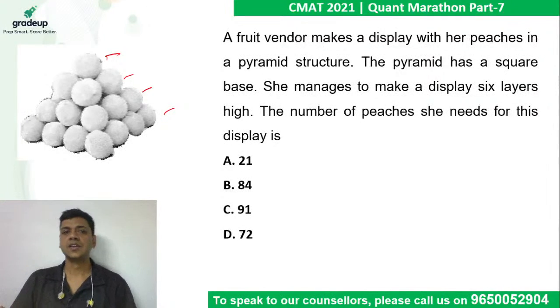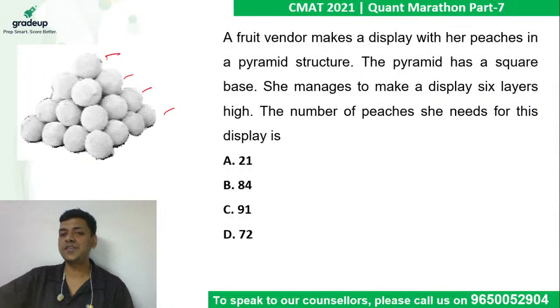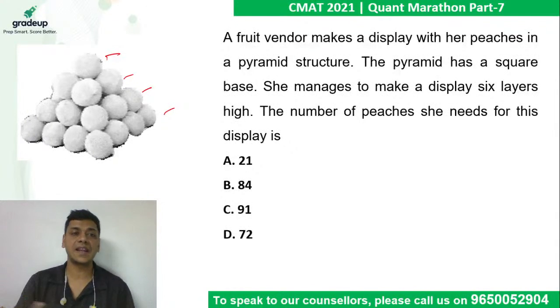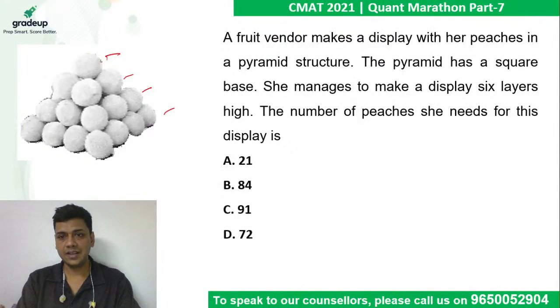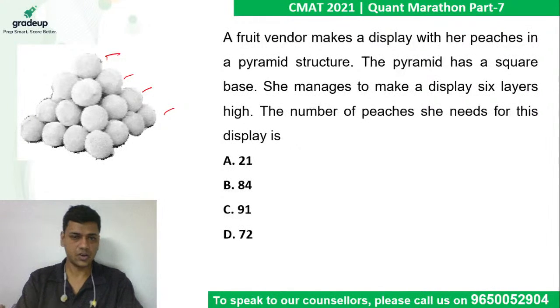No, Nagraj. Okay, you need 6 layers. How can it be 21? You need 6 layers. So how many peaches you need in the first layer, how many in the second layer, how many in the third layer? Look at it that way. Yes, Ashish, that's the right answer, 91. Rohan also got the same right answer.